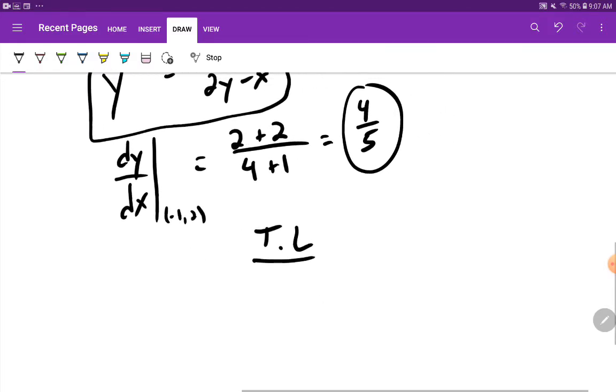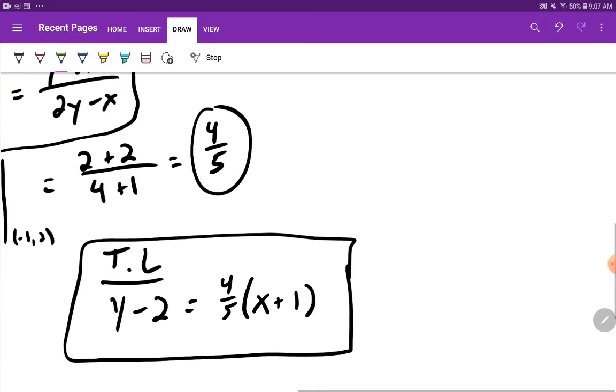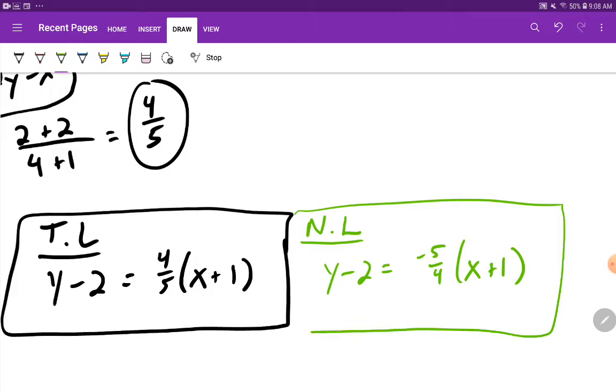All I need to do is now put that into the point slope formula, and the tangent line goes y minus y1 is equal to the slope, x plus 1. And there it is. That's my tangent line. Right, and then the normal line is, if you remember, the same exact thing. It's just the negative reciprocal, right? So it goes y minus 2 is equal to negative 5/4 of x plus 1. And there it is. That's your tangent line and normal line.